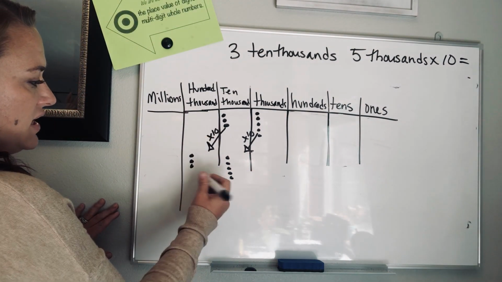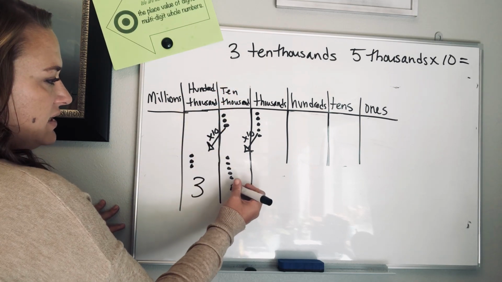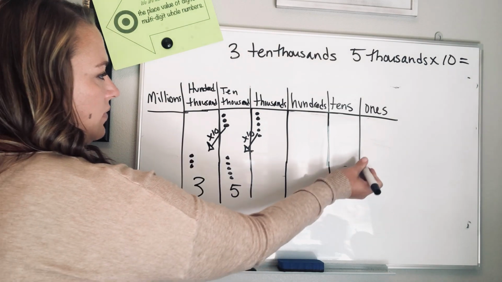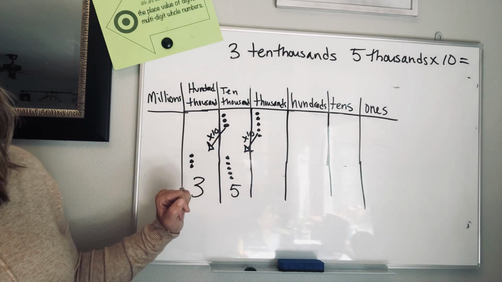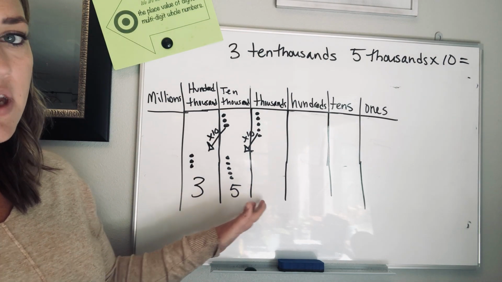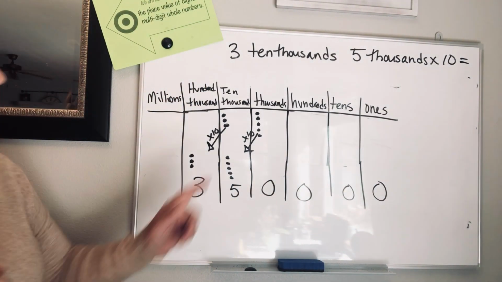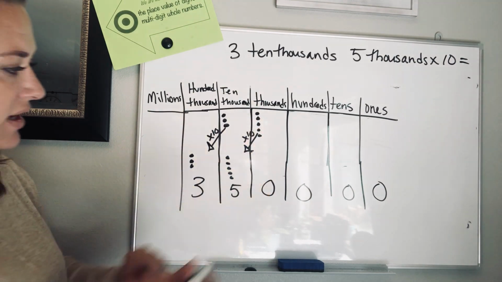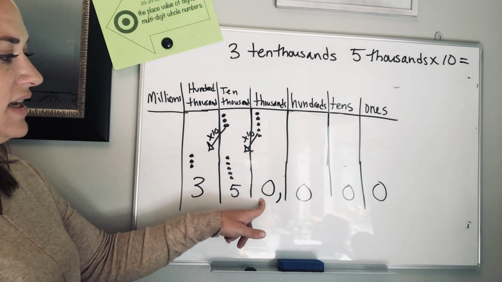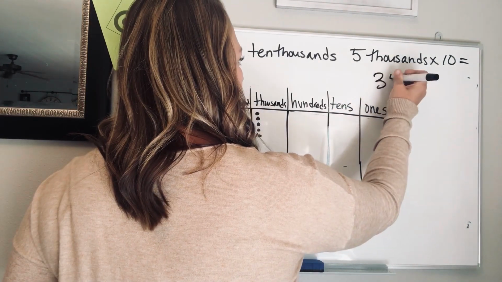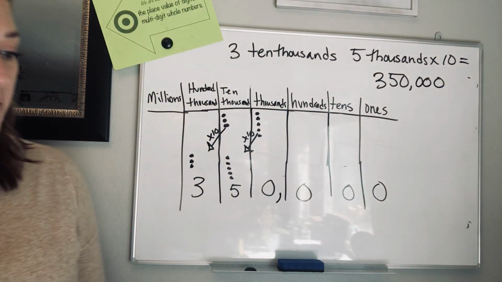So now I have 3 in my 100,000s, 5 in my 10,000s, and what needs to go in the place values that are less than the values that I have? I can't leave them blank. Remember, we have to put the 0 in. Find my thousands place. That's where my comma is going to go. So I would read this as 350,000. Okay.